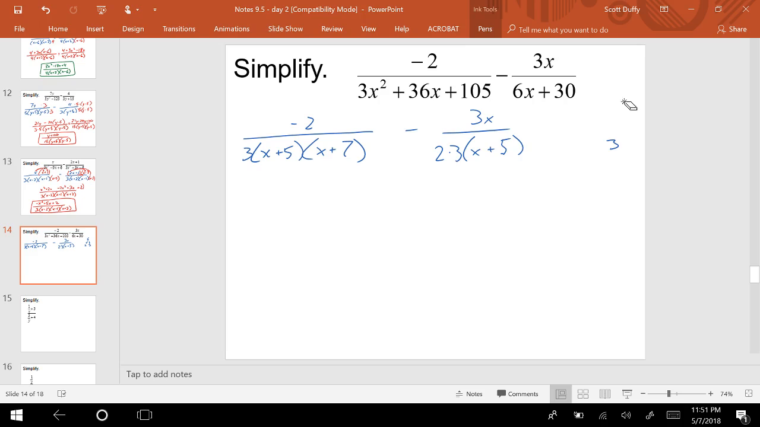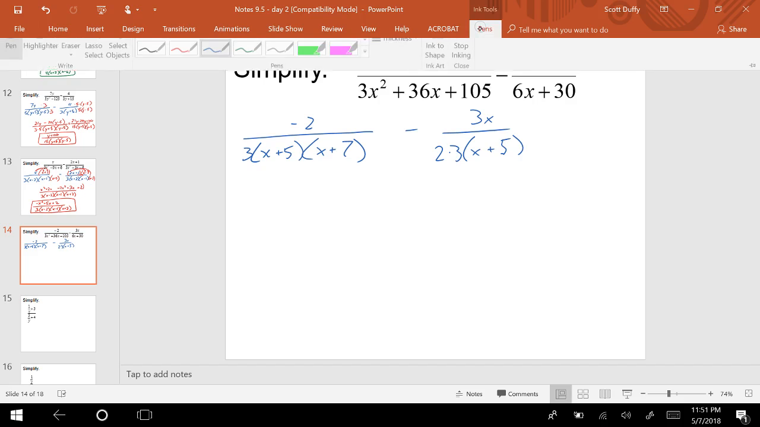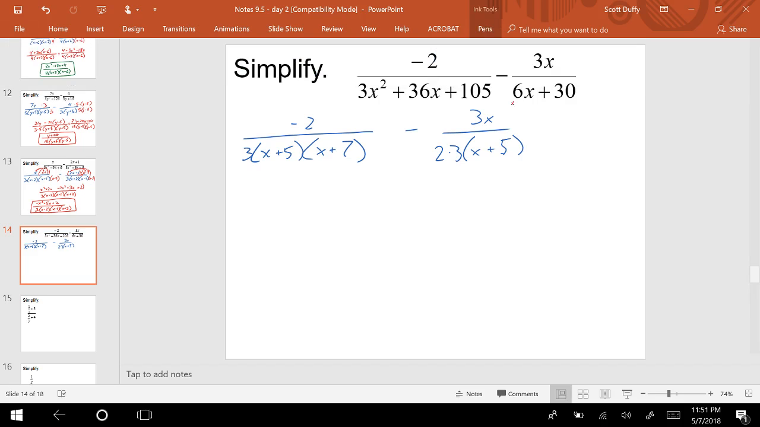Then I start asking myself, what does the left denominator have that the right denominator doesn't? And it has an x plus 7. So I multiply both the top and the bottom by x plus 7. What does the right denominator have that the left denominator doesn't? It has a 2. So multiply both the top and bottom by 2.